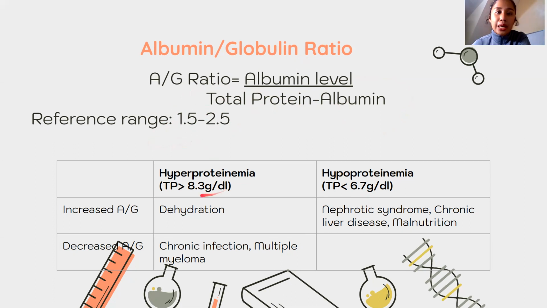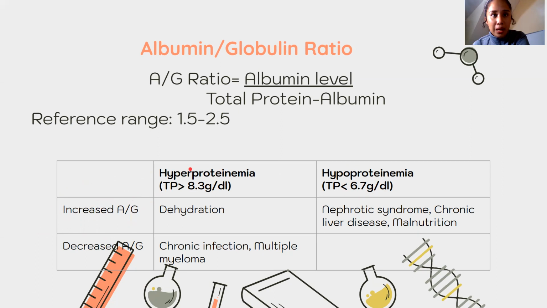Okay. So, una, test muna natin yung total protein. So, pag yung total protein more than 8.3 gram per dL, the person has hyperproteinemia. If the total protein is less than 6.7 gram per dL, it's hypoproteinemia. Okay? So, first step is get the total protein and assess if it's hyper or hypoproteinemia. Yan. So, step 2, now compute for AG ratio.